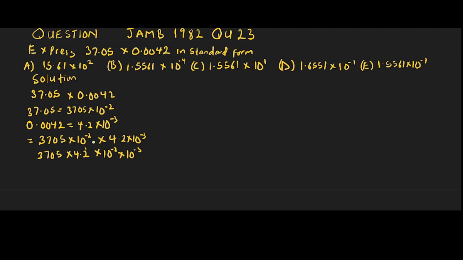What I've just done here is arrange them: 3705 times 4.2, times 10 raised to power minus 2 times 10 raised to power minus 3. Now, this 4.2, we can also write as 42 times 10 raised to power minus 1, meaning we want these two to also be whole numbers. Then we multiply these two together. Now this is a whole number, so it should be easier for us to do multiplication manually without the calculator.